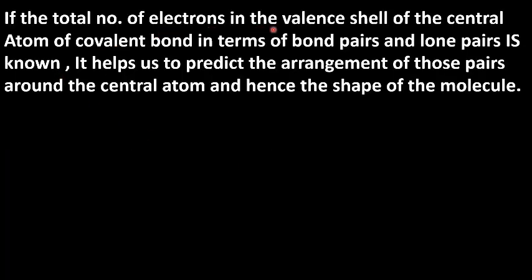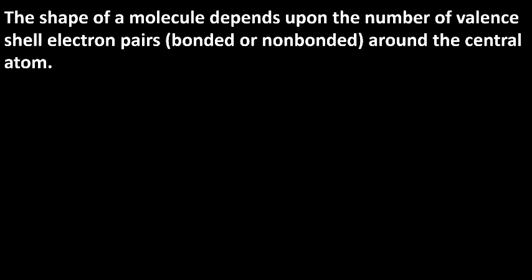If the total number of electrons in the valence shell of the central atom of the covalent bond is known in terms of bond pairs and lone pairs, bond pairs meaning shared pairs of electrons and lone pairs meaning unshared pairs of electrons, then it helps us to predict the arrangement of those pairs around the central atom, from which we can understand the shape of the molecule.